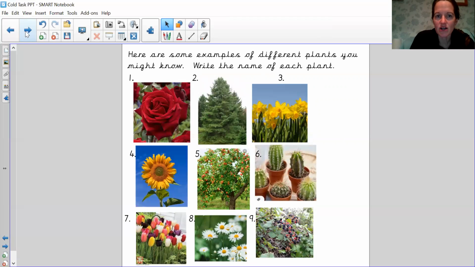Now, here are some examples of different plants that you might know. These are common plants, plants that you might see outside during the year, plants that you might have in your house. Have a think, there are 9 of them. On your paper, you can write down the number and see if you know the names of these plants. Pause the video here to make sure you have lots of time, because I'm going to go over all the answers in a minute. When you've written down everything that you know, press play again, and I will give you the answers.